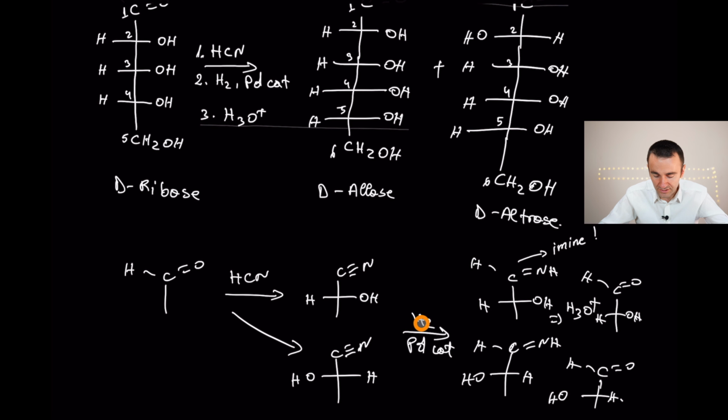So after that, with hydrogen and palladium catalyst, you convert them to imine. And after that, with hydrolysis of the imine, you convert it again to the aldehyde group, but with the addition of one carbon, right? Let's move further.